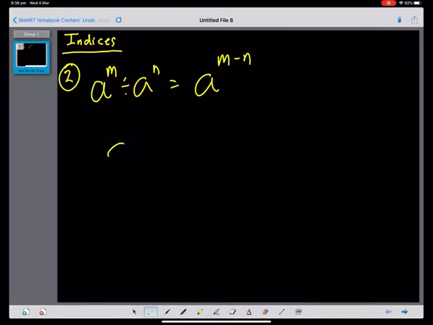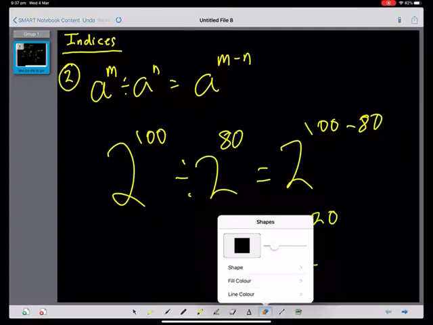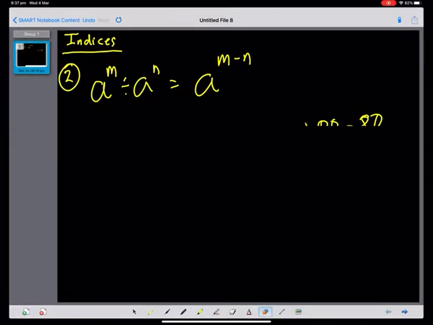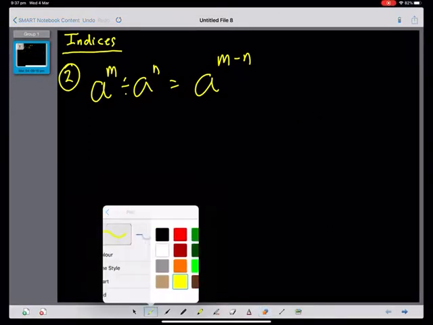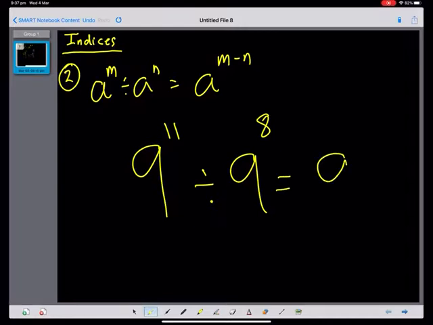Let's do an example. Let's do 2 to the 100 divided by 2 to the 80. Well, the bases are the same, so we do 100 minus 80, which is 2 to the 20. Let's look at one more. Let's do 9 to the 11 divided by 9 to the 8. Well, the bases are the same, so we subtract the powers to give 9 cubed.